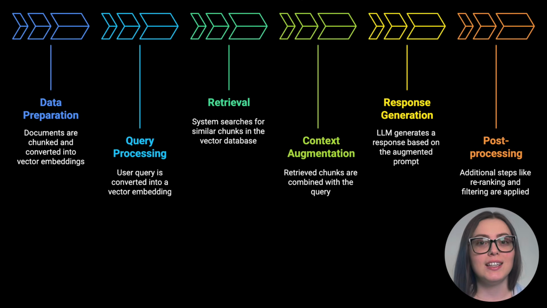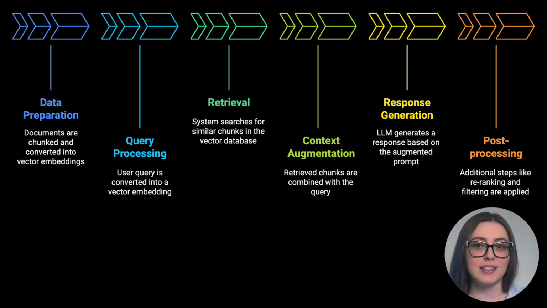With these components, we need to understand the typical RAG workflow. In data preparation, documents or data sources are first broken down into smaller chunks. These chunks are then converted into vector embeddings using an embedding model. These embeddings capture the semantic meaning of the text and are stored in a vector database.